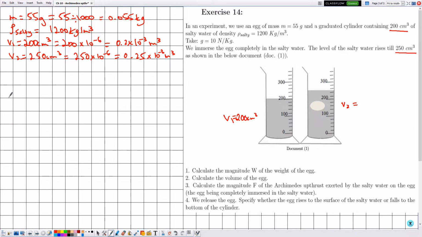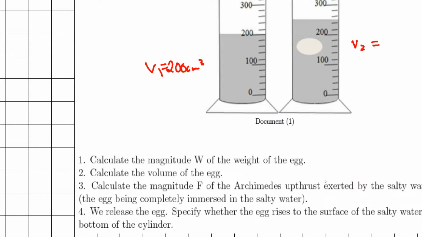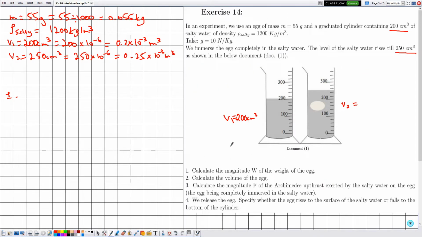Now number 1, calculate the magnitude W of the weight of the egg. Here, because we have liquid, we must distinguish between the apparent weight and the real weight. Since they didn't mention whether this weight is the real weight or the apparent weight, we take it by default to be the real weight, which is given by m multiplied by g. The value of m is 0.055 multiplied by the value of g, which is 10. Then the magnitude of the weight is given by 0.55 newtons.